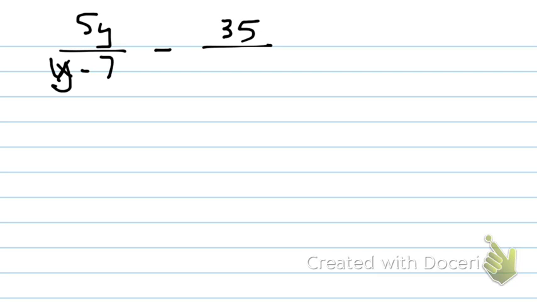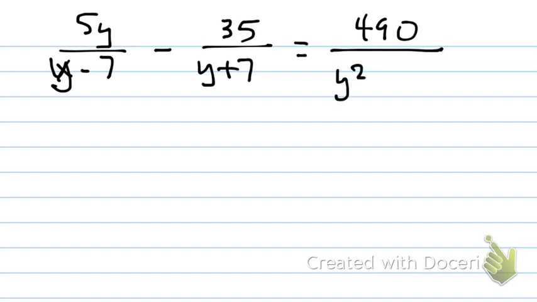Say we have 5y over y minus 7 minus 35 over y plus 7 equals 490, and I know y'all hate that number, but tough, over y squared minus 49. We know that this thing is an equation. How? Equal symbol, right? So it's an equation. We know that there are 3 steps common to all equations. What do I look for first? Parentheses. Do you have any? Nope.